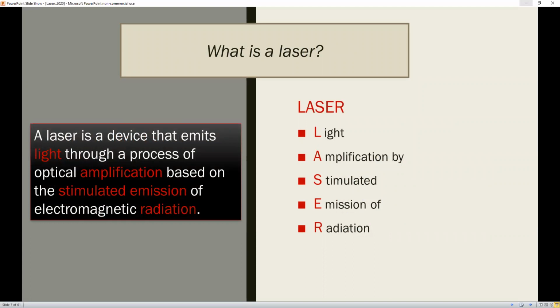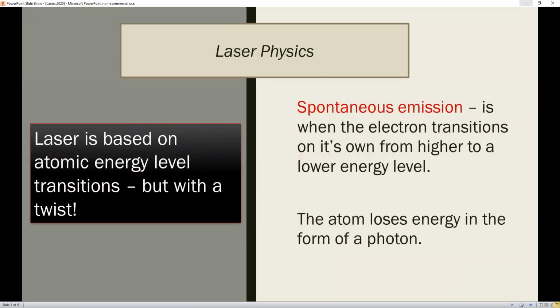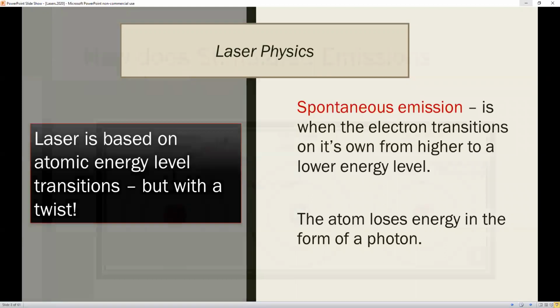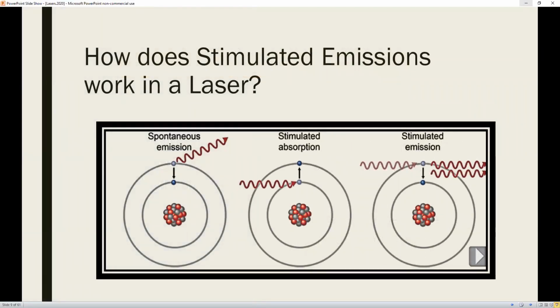So what is a laser? The definition of a laser is brought to you by Wikipedia. The term laser is an acronym for light amplification by stimulated emission of radiation. So with the laser physics, you've got a laser that's based on the atomic energy level transitions, but it's got a little bit of a twist with it. It's got spontaneous emission, and that's when the electron transitions on its own from a higher to a lower energy, and the atom loses energy in the form of a photon. Now, a photon should sound familiar to you, because you learned this in radiology. In fact, it almost looks like the exact same picture that you had.